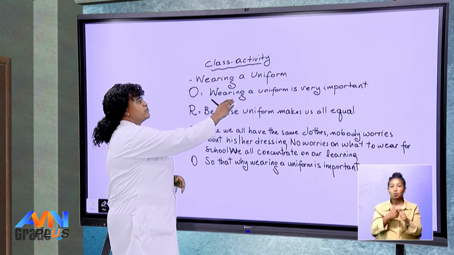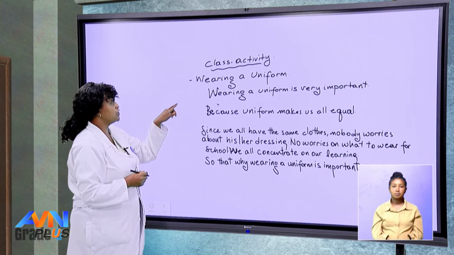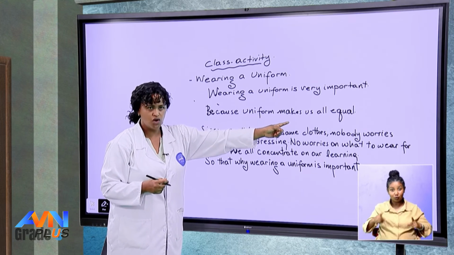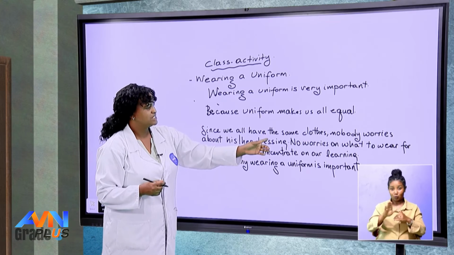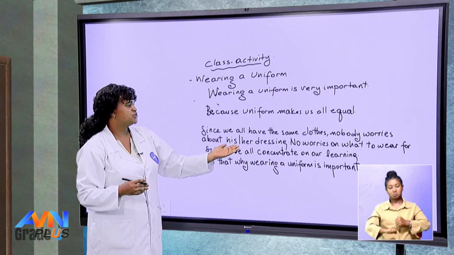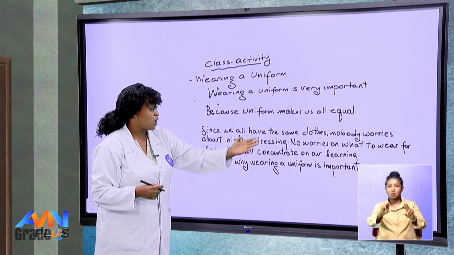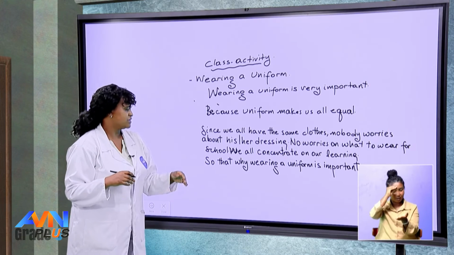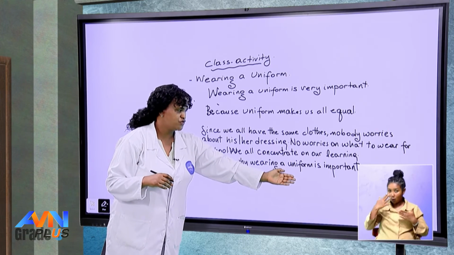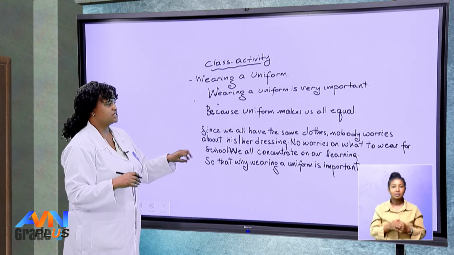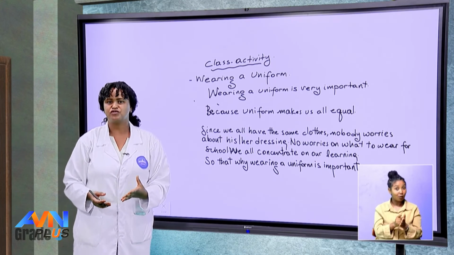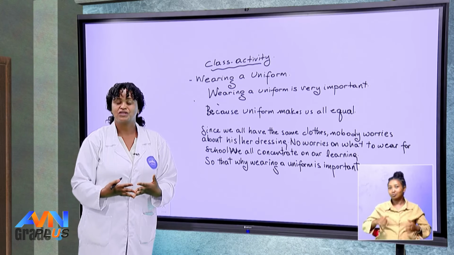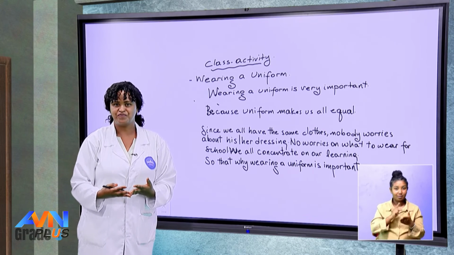So the first one, wearing a uniform. Let's remove this now. So let's go. Look, wearing a uniform is very important because uniform make us all equal. Since we all have the same clothes, nobody worries about his or her dresses. No worries on what to wear for school. We all concentrate on our learning. So that's why wearing a uniform is important. This is a good example of an argumentative paragraph which we can construct with 3 or 4 minutes, right? So that's all about argumentative paragraph.